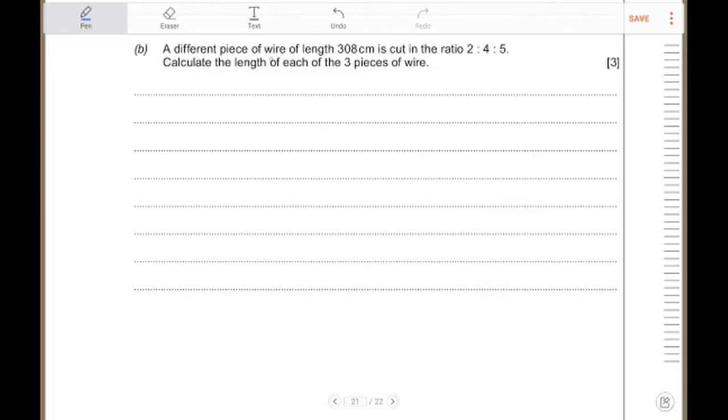A different piece of wire of length 308 centimeters is cut into the ratio of 2 to 4 to 5. Calculate the length of each of the three pieces of wire. So part A was about fractions of a quantity. Part B is about ratio and sharing in a ratio.